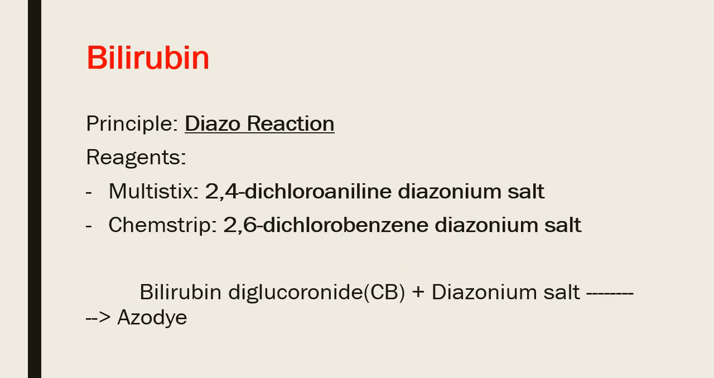Bilirubin utilizes your diazo reaction. It utilizes 2,4-dichloroaniline diazonium salt, and for your chem strip, 2,6-dichlorobenzene diazonium salt. In the reaction, your bilirubin glucuronide or bilirubin diglucuronide plus your diazonium salt will give you an azo dye.